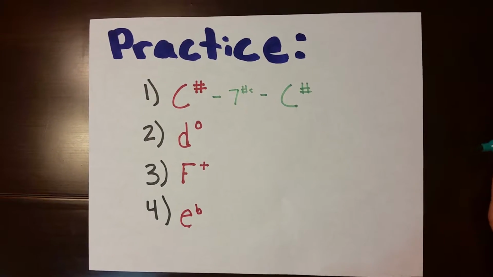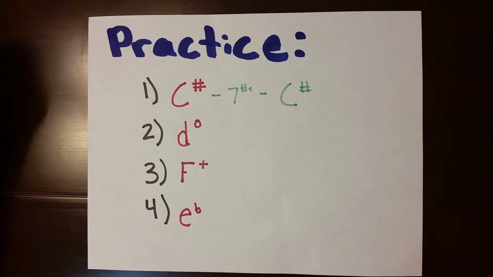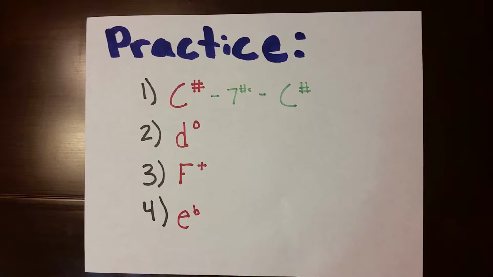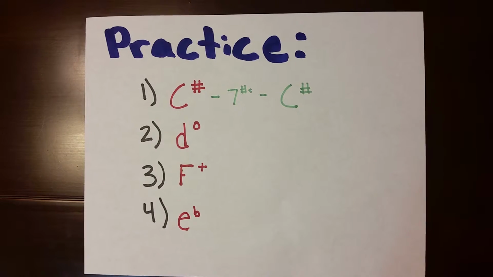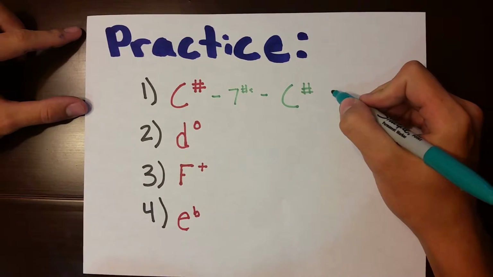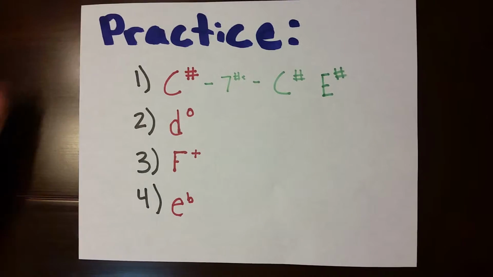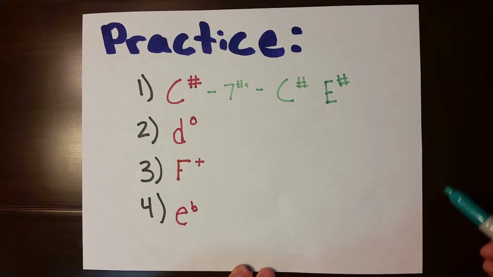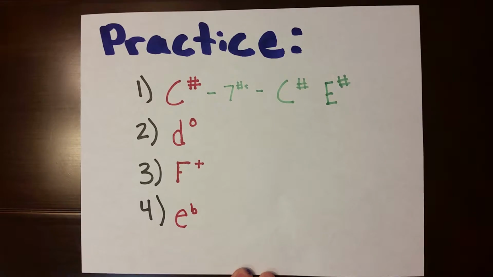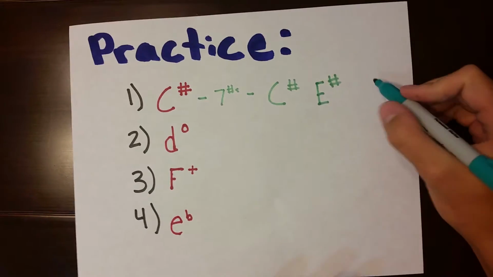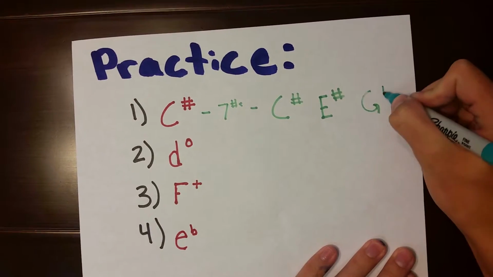Now, we want to look for the third scale degree. And in a major triad, that's just the third note of the major scale. In our case, it's E sharp. And the fifth, we're going to look for the fifth note of the major scale. And that's going to be G sharp.